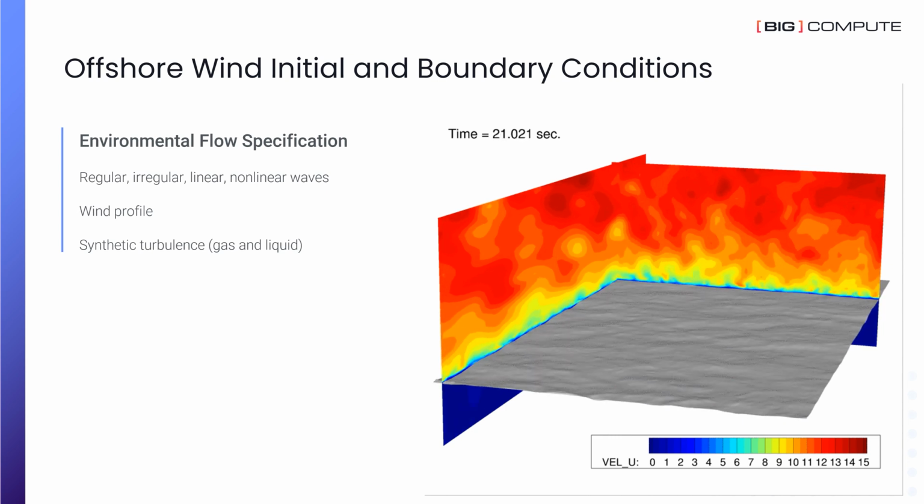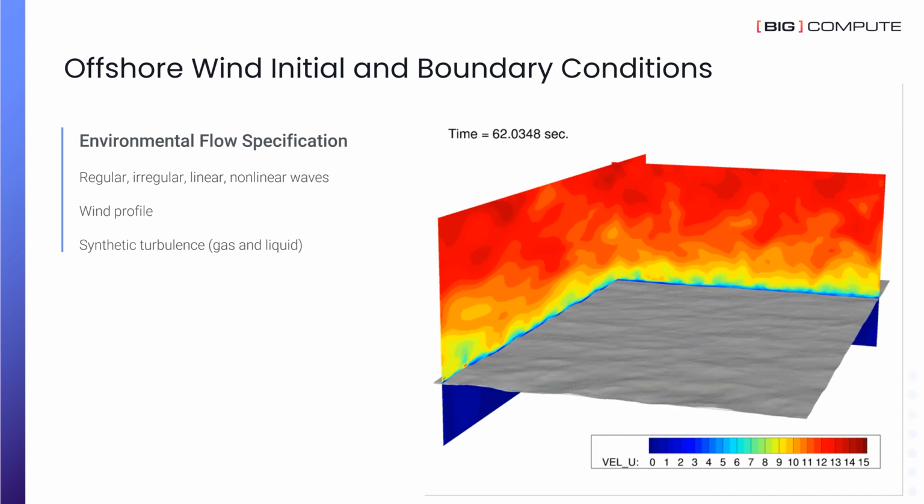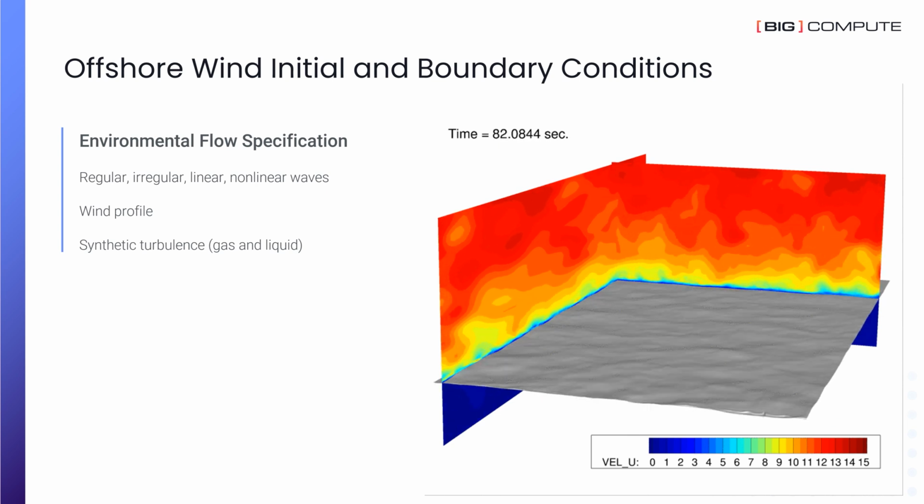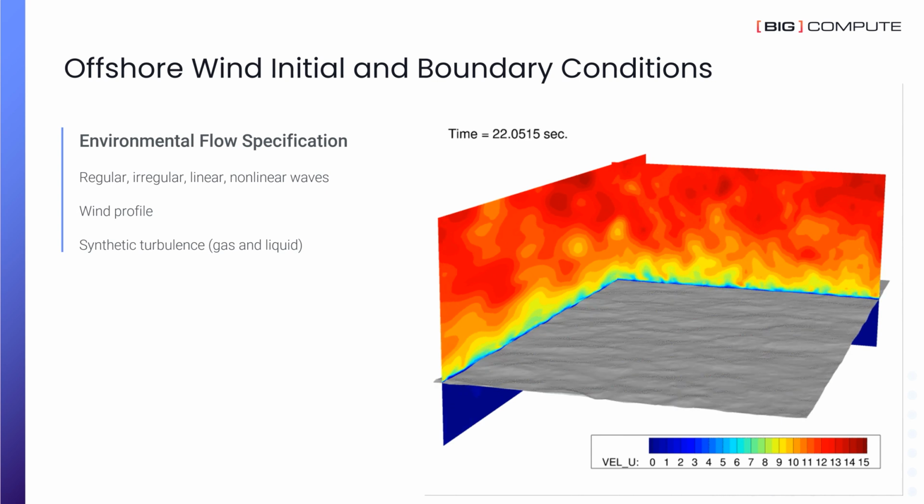There's always the presence of turbulence in these problems, both in the gas and the liquid. And so we need to incorporate those effects if we want to get accurate predictions of the wind energy that will be produced.